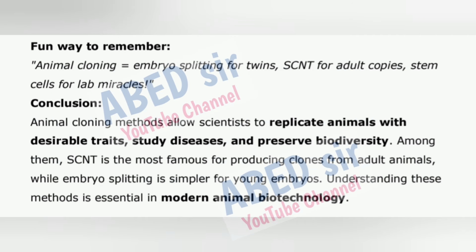Fun way to remember: animal cloning equals embryo splitting for twins, SCNT for adult copies, stem cells for lab miracles. Conclusion. Animal cloning methods allow scientists to replicate animals with desirable traits, study diseases, and preserve biodiversity. Among them, SCNT is the most famous for producing clones from adult animals, while embryo splitting is simpler for young embryos. Understanding these methods is essential in modern animal biotechnology.